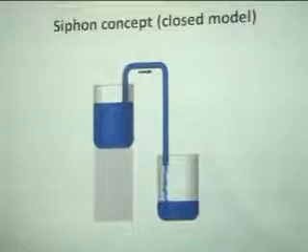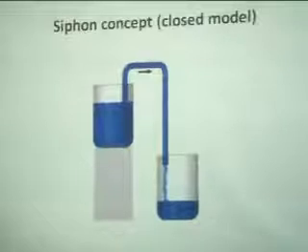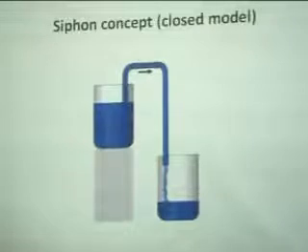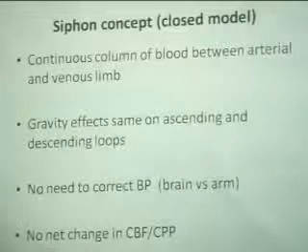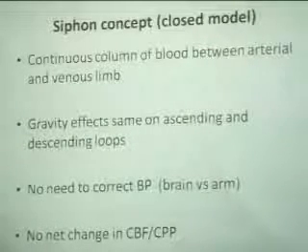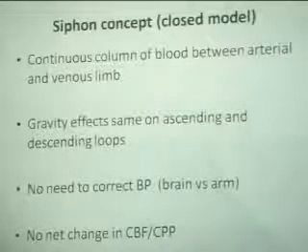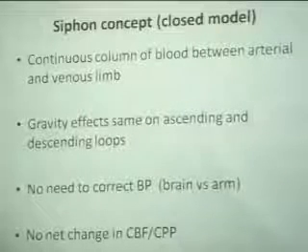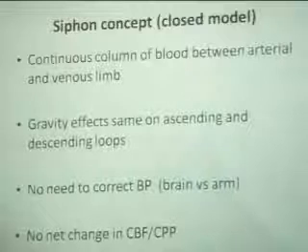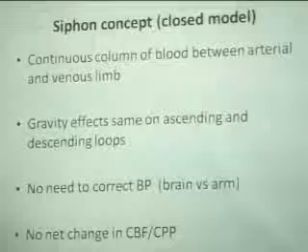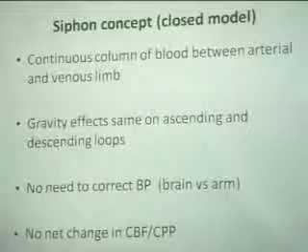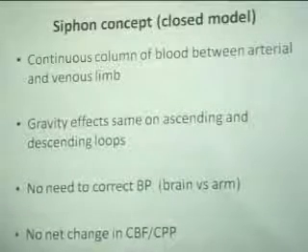Coming to the brain perfusion, there are mainly two concepts. The first one is what is called the siphon concept or the closed model. This is the argument which the orthopedic surgeons, and also to some extent the anesthetists, have in maintaining a blood pressure. In this concept, they argue that there is a continuous column of blood between the arterial and venous limb of the cerebral vasculature. So they say that because there is a continuous column, the gravity effects are the same on both the ascending and descending loops, so you need not correct the blood pressure. So if you measure a MAP of 70 at the arm, the MAP is 70 at the brain, and no net change in cerebral blood flow or cerebral perfusion pressure.